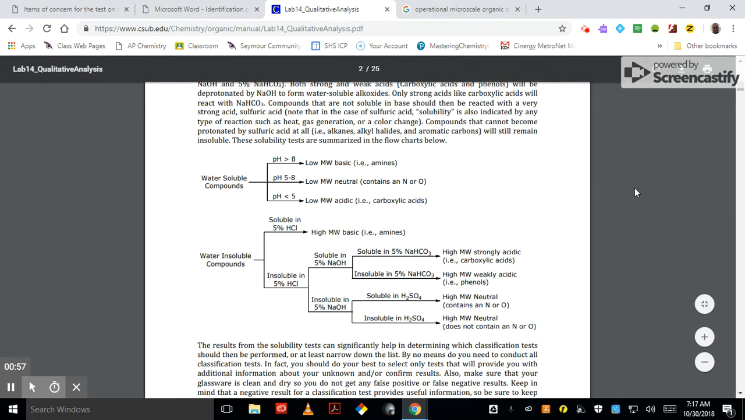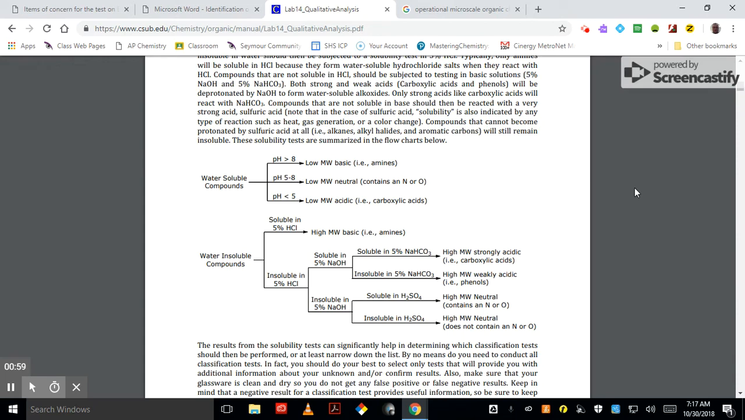Essentially, I suggest that you run your IR as quickly as you can because that's going to determine which test you're going to run for the experiment. In this experiment, we're just trying to identify what the compound is, and the easiest way to do that is to narrow things down based upon your IR. Now, with that in mind, while one of you is waiting in line for the IR, there are some tests that you can run.